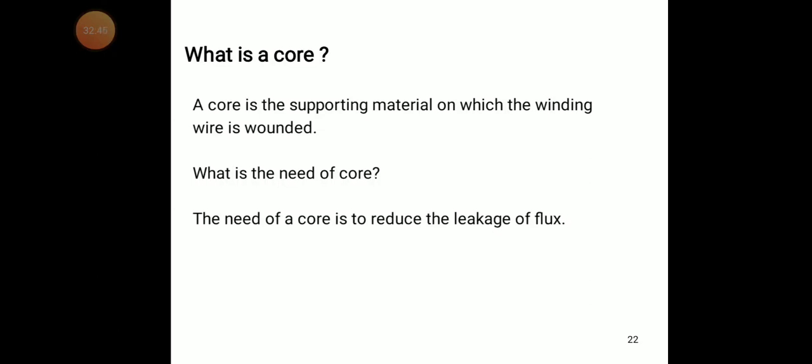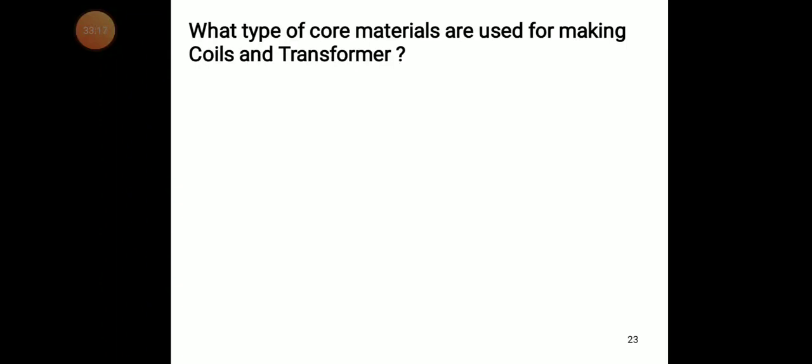So what is the need of a core? The need of a core is to reduce the leakage of the flux. The main importance is that it reduces the leakage of the flux. Whatever amount of flux is produced in a particular inductor, the total flux should be linked with the coil. That is our main aspect, and in order to achieve that, we use a proper core.